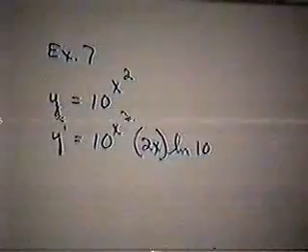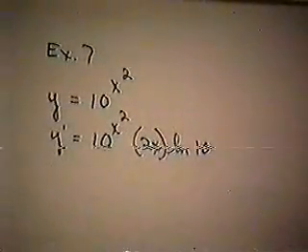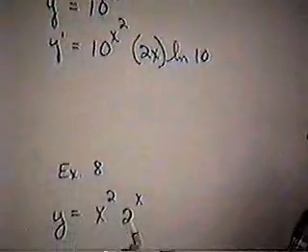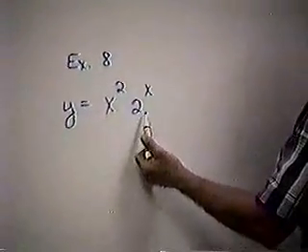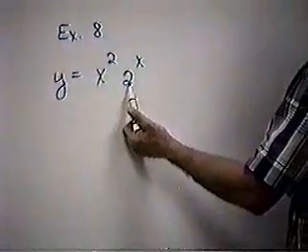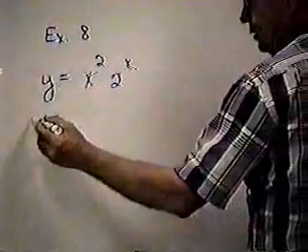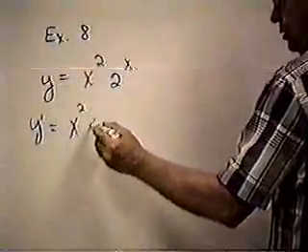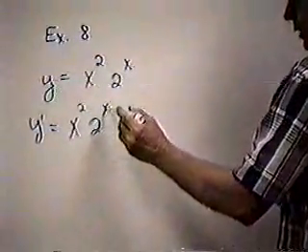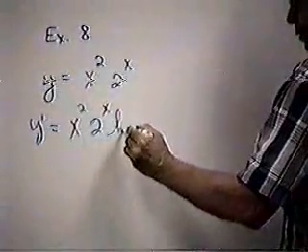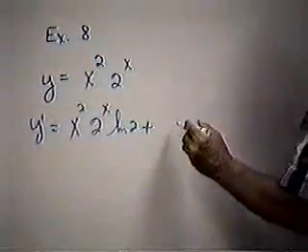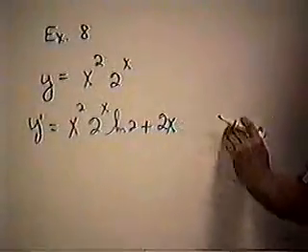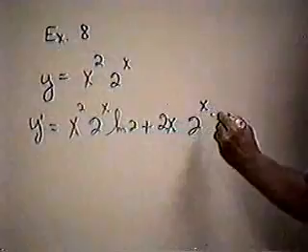All right, and then example 8. What I'm doing here, if you notice, some of these are the exact same ones as the first examples, except they had e's. Now I'm doing it with a 2 or 3 or 10 in here. So y prime, write down the first one. Derivative of the second one is 2x. Derivative of x is 1. Tag on log of 2 plus derivative of x squared is 2x. Excuse me. 2 to the x power.